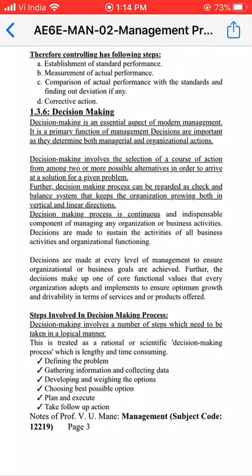Then the next one is what? Choosing the best possible option, meaning we need to check the best possible option or best possible solution to that problem out of these various possibilities. And then we need to plan the best possible solution, and we need to execute this. Okay, and finally take the follow-up action. So in this way, these are the steps involved in the decision making process.